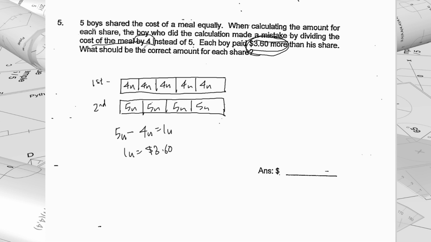Now read the question. What should be the correct amount for each share? So the first scenario is the correct scenario, and the correct share for each boy should be 4 units. So therefore, the answer is 4 times 360. And that will give you $14.40.